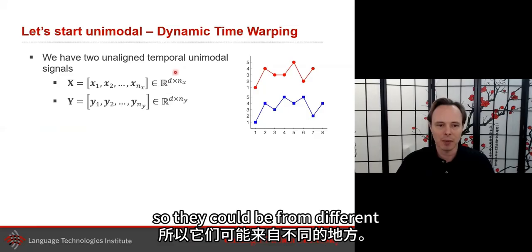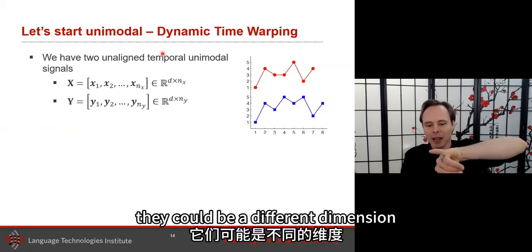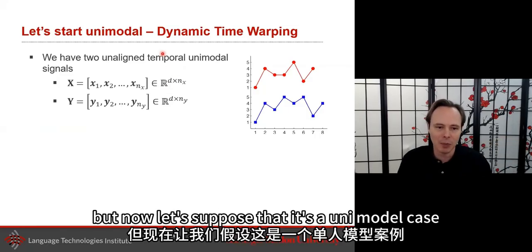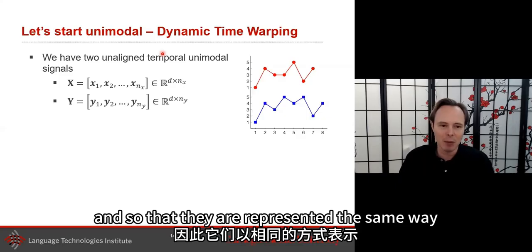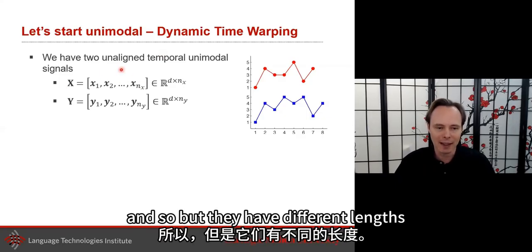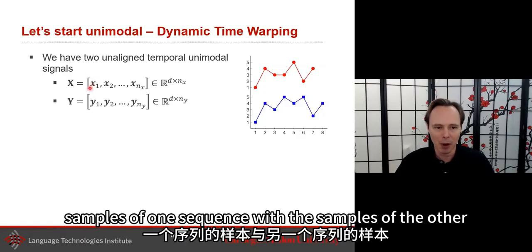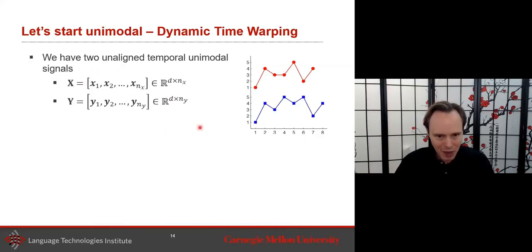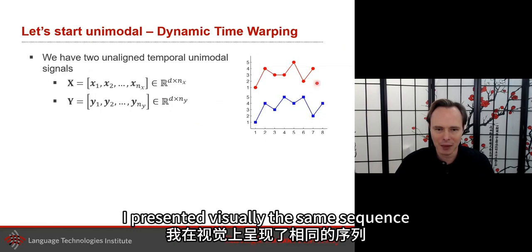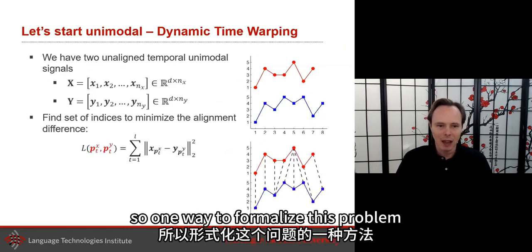They could be from different dimensions. But now let's suppose that it's a unimodal case, and so that they are represented the same way, but they have different length. And so you want to match the samples of one sequence with the samples of the other. And just for simplicity, I presented visually the same sequence.